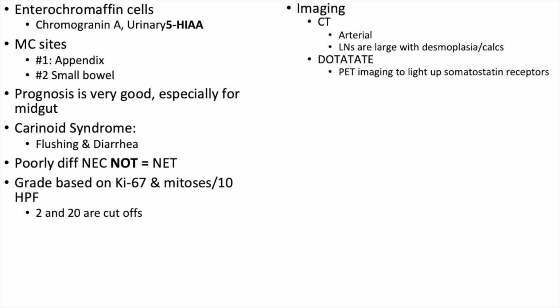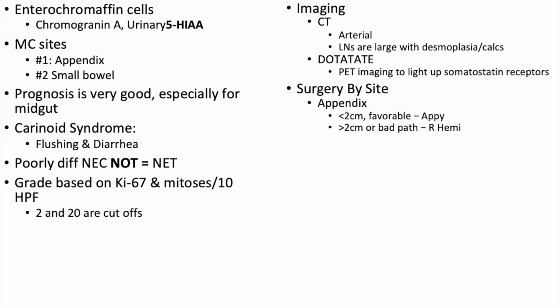Imaging, we're going to get CTs. The tumor is going to light up on arterial phase. The lymph nodes are large with a lot of desmoplasia. They can also have calcifications around them. Dotatate is the new imaging, which uses somatostatin receptors and PET technology to light up these tumors. Again, PET scan for dotatate, SPECT for octreoscan. That's why dotatate is better.